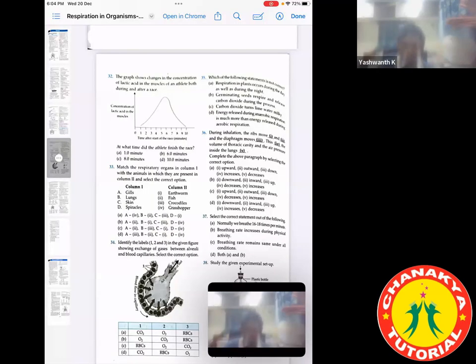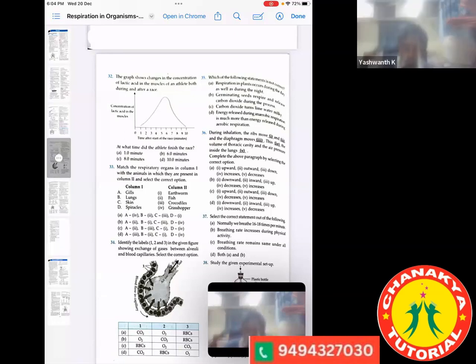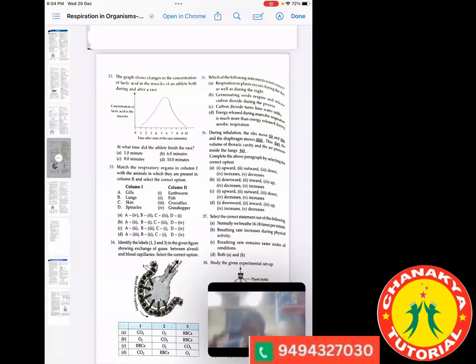Last question. Question number 35. In question number 35, they are saying you need to find out which statement is not correct. So the four statements are given, and you need to tell which is incorrect. Statement A: respiration in plants occurs during the day as well as during the night. So respiration in the plants will be happening in the day as well as in the night. So this statement is correct.